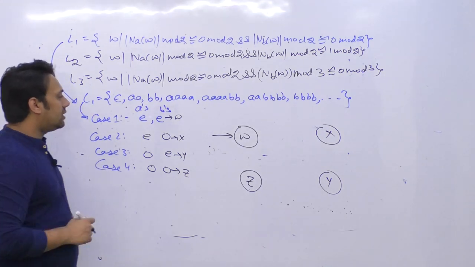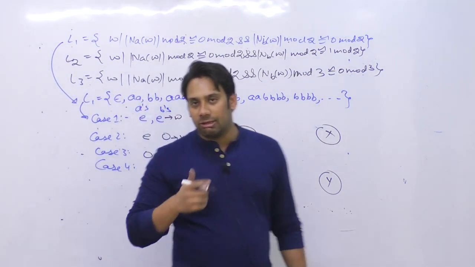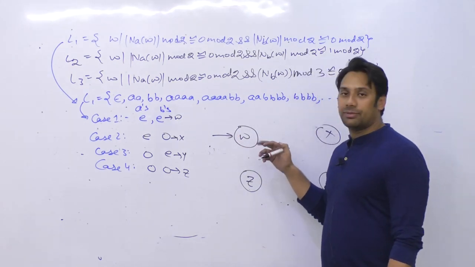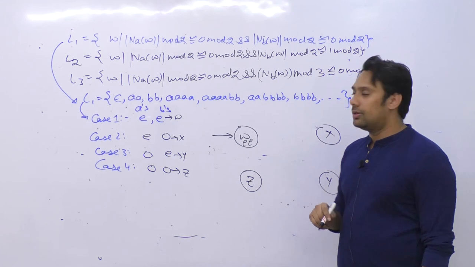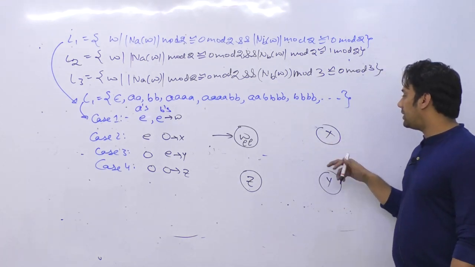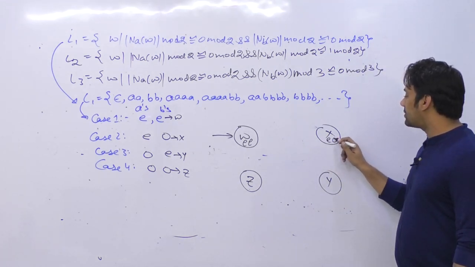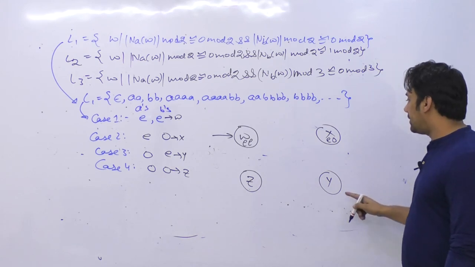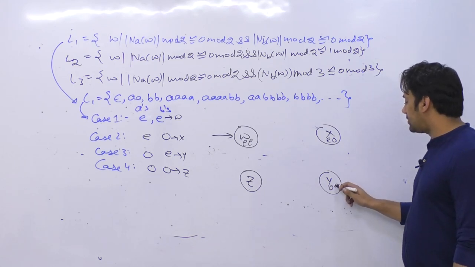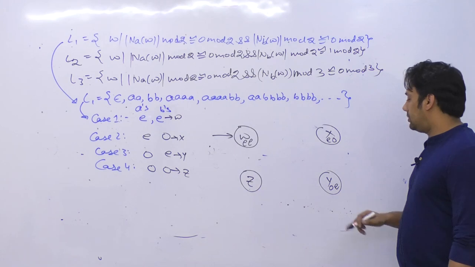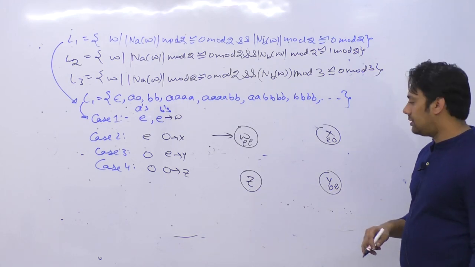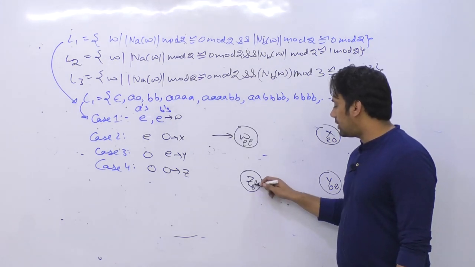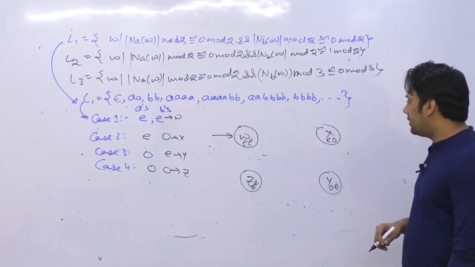So what we want is, if you are at this state, what do you mean by this is that both A and B are even. If you are at this state, it means A is even, B is odd. If you are at this state, that means B is even and A is odd, and this means both of them are even. Okay, so what will happen now?